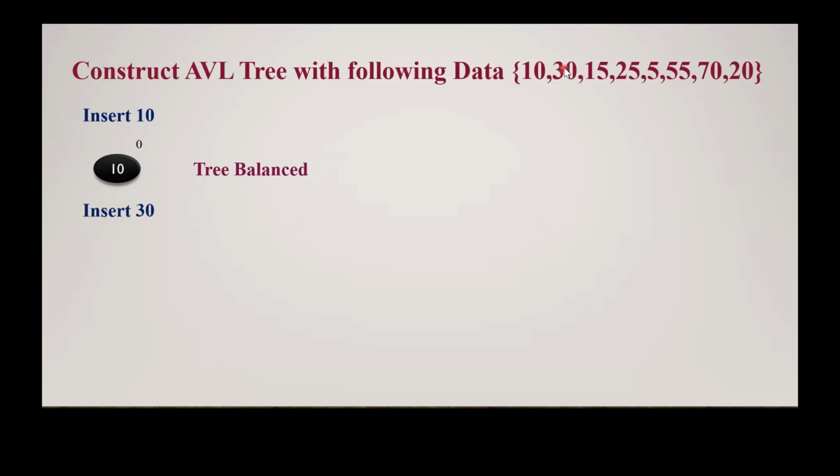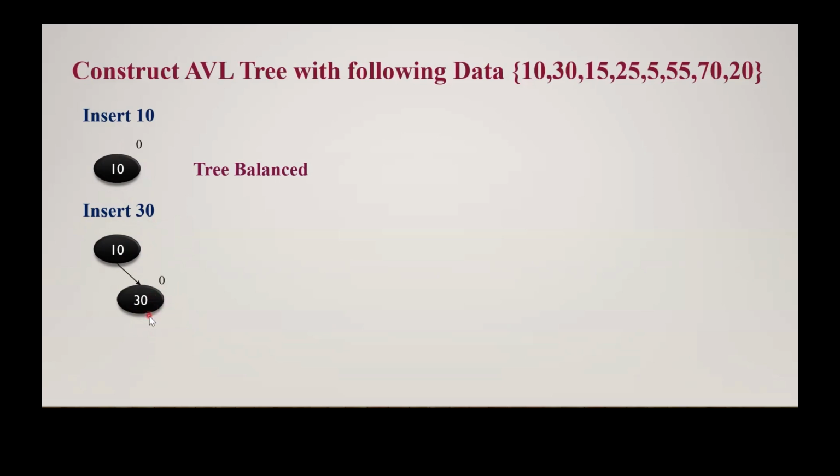The next element is 30. Now we have to insert 30. Whenever we insert, it will be as per the binary search tree. But what is a binary search tree? All the elements on the left-hand side should be less than the root, and on the right-hand side greater than or equal to the root. Previously 10 is present. Now we have to insert 30. 30 is greater than 10, so it will come to the right side. The node is inserted.